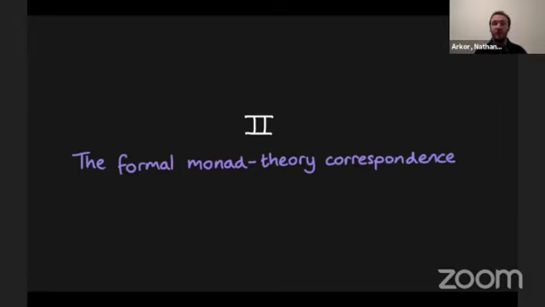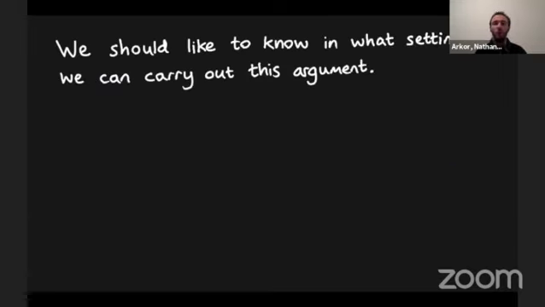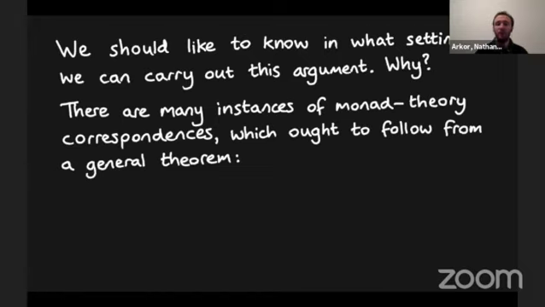Okay, so now for the second part of the talk, I'm going to show how we can use this new perspective on the monad theory correspondence via relative monads to reenact a similar argument in an entirely formal setting. So we'd like to know what the most general setting we can carry out this argument in is. And why do we want to do this? Well, there are many instances of monad theory correspondences in the literature, and we really would like to know that they all follow from a general theorem, because they all have the same shape. They all should be instances of the same phenomenon.